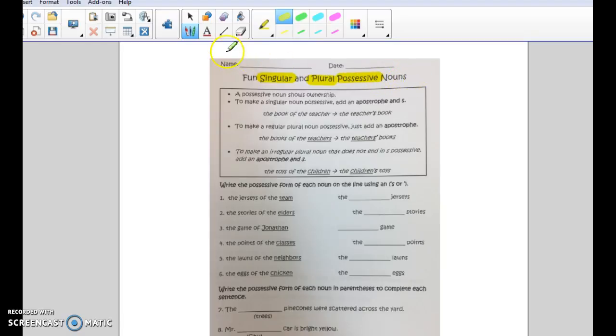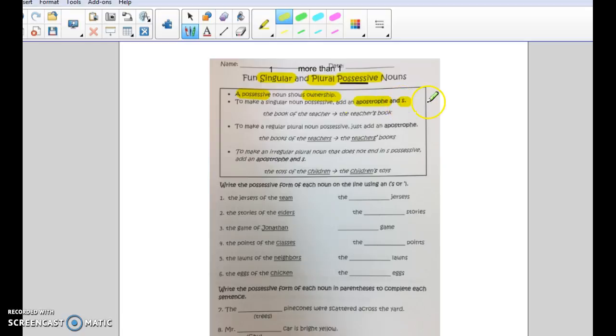You all know a noun is a person, place, or thing. Singular means one. Plural means more than one. You already know all of that. Possessive, if you look at it, the base word is to possess. What does it mean if you possess something? Well, it means that you own something, which is what it says right here. A possessive noun shows ownership. To make a singular noun possessive, add an apostrophe and an S.